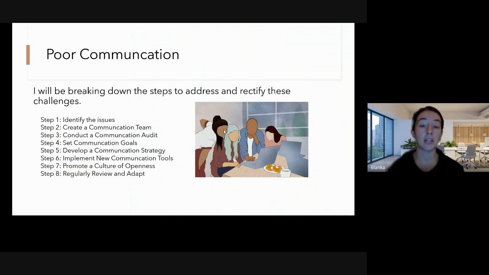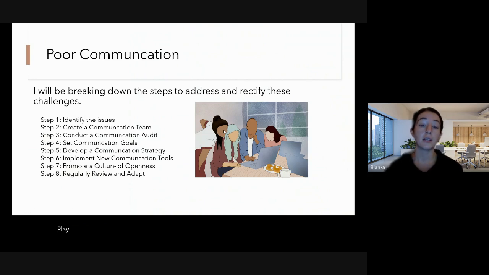We need to understand your current communication processes and tools. This involves surveys, interviews, and focus groups to gather feedback from all employees, finding out what's working and what needs improvement. Step 4, we have to set clear communication goals. We need clear and measurable communication objectives. This could include improving internal communication, reducing misunderstandings, or increasing transparency. Clear goals will give us clear direction.